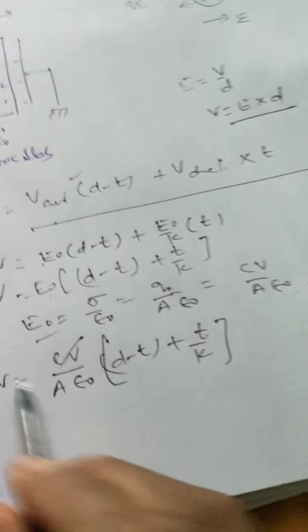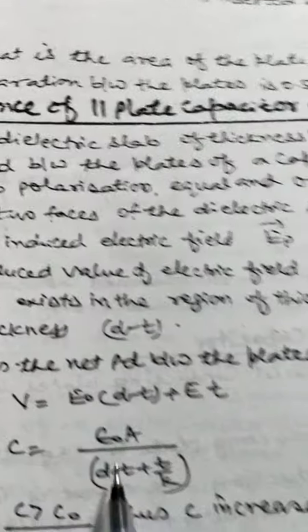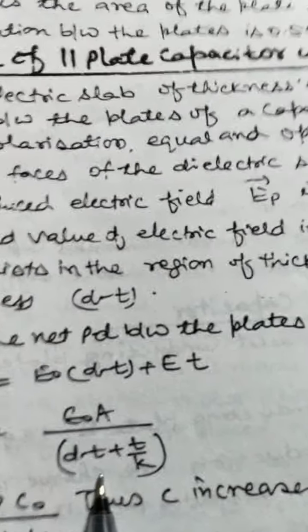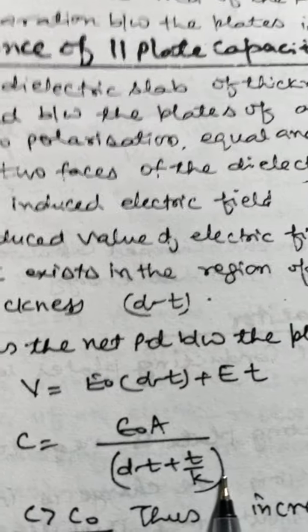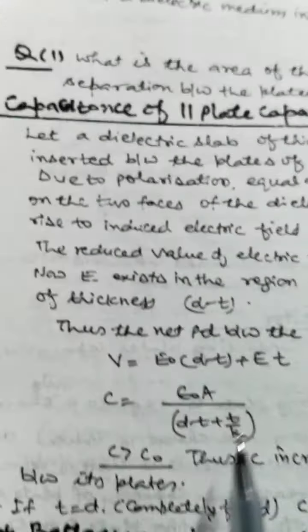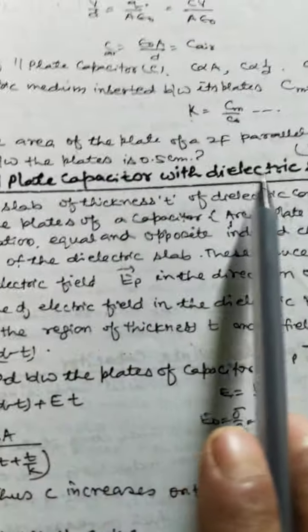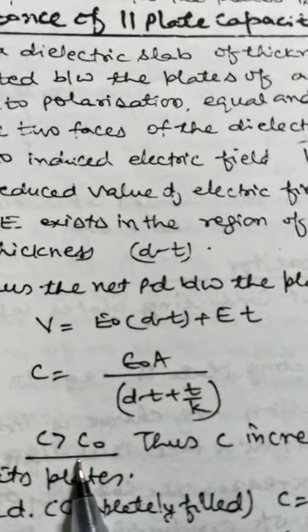We cancel V. So what do you get? Your formula will be C is equal to epsilon naught A by D minus T plus T by K. So this is the expression for the capacitance of the capacitor filled with a dielectric slab, and C is greater than C0, so C increases on the introduction of the dielectric slab between the plates.